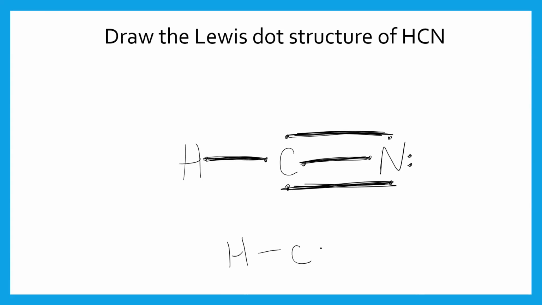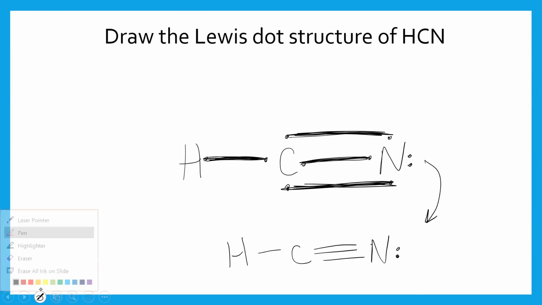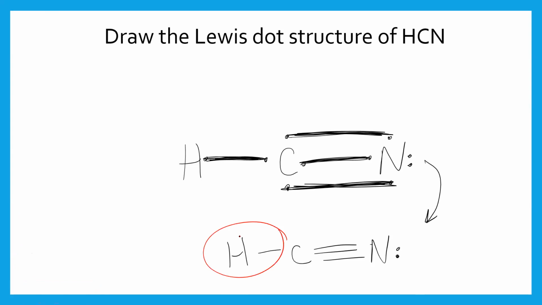Single bond between H and C. Triple bond between C and N. And I have to take these and redraw them because they were happy to start. Check your octet. H has 1, 2. It's happy. Nitrogen has 1, 2, 3, 4, 5, 6, 7, 8. It's happy. If you forgot these pairs, you would only have 6. And then carbon, 2, 4, 6, 8. So you have a triple bond and a single bond and a pair of electrons.